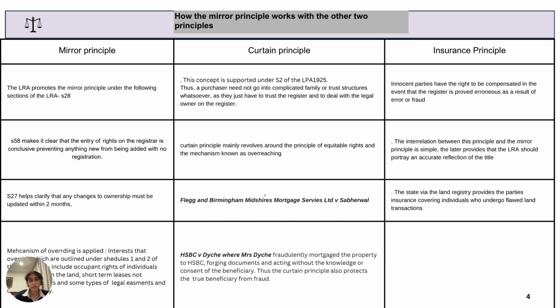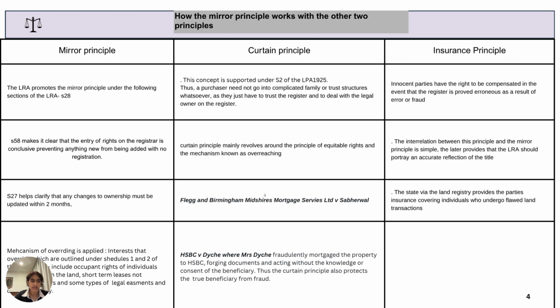Now, to support the mirror principle, we have the curtain principle. This principle implies that some of the private interests, especially trust rights, remain behind a curtain. This can be seen under Section 2 of the LPA of 1925. This entails that purchasers need not go behind complicated family trust structures, and that they have to trust the register and deal with the legal owner upon the register. The principle works hand in hand with the mirror principle in order to provide smooth methods of land registration, thus making it clear to any sorts of purchasers in the event of equitable rights pertaining to land.